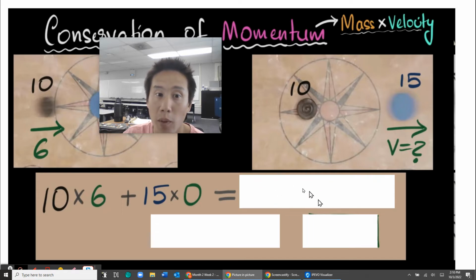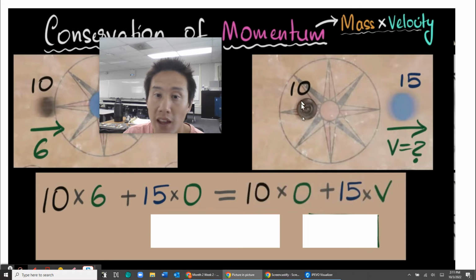So what are the new values on the right hand side, the momentum after? The momentum of this guy is 10 times 0, which is 0. And then it's 15 times this mysterious velocity, which we don't know, so we'll just put 15 times v. Just make it simple. As I said before, when we do the math on the left hand side, that's a total of 60.